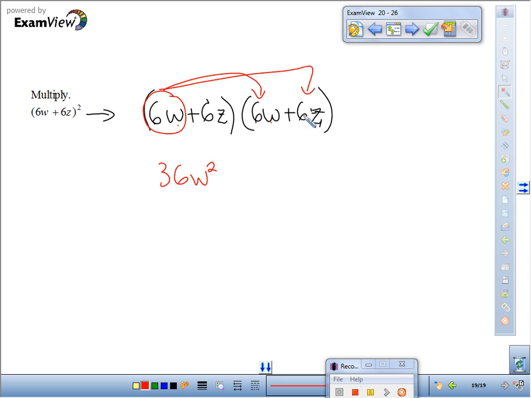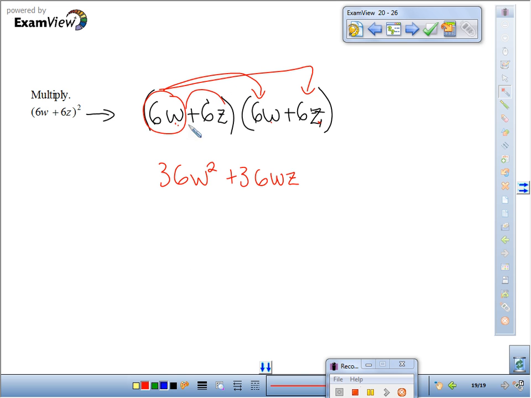6w times 6z. So check this out. 6 times 6, that's positive 36. w times z, we just write them next to each other. wz. Notice that this is a w, this is a z. You can't do z squared or w squared. This is wz.